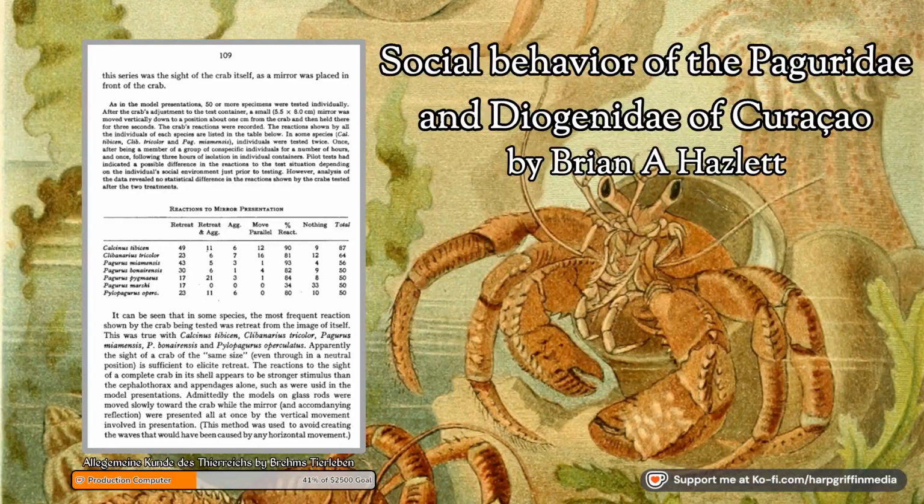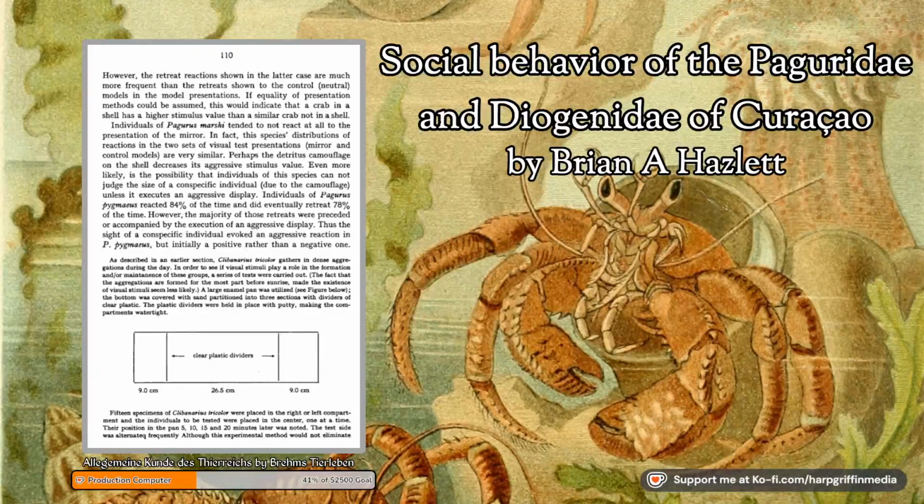The reactions to the sight of a complete crab in its shell appear to be a stronger stimulus than the cephalothorax and appendages alone, such as were used in the model presentations. Admittedly, the models on glass rods were moved slowly toward the crab, while the mirror and accompanying reflection were presented all at once by the vertical movement involved in presentation. This method was used to avoid creating the waves that would have been caused by any horizontal movement.